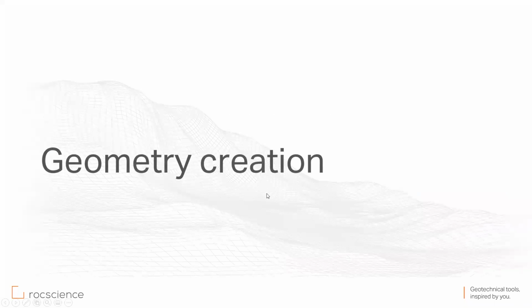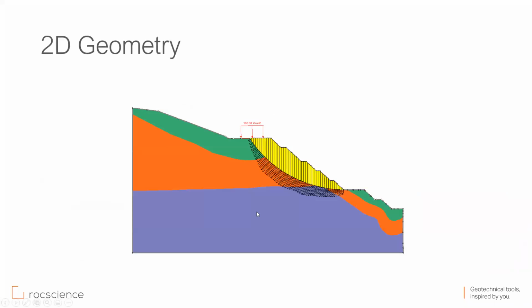I'll mention again later why this is helpful. But in general, at the beginning in limit equilibrium or finite element analysis, you need to create your geometry first. 2D geometry is very simple. There are just a bunch of polylines that you draw and you create your geometry. You put a load here, maybe a water table, and the software is going to calculate the factor of safety.